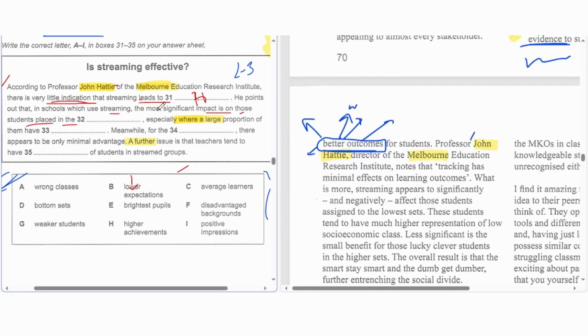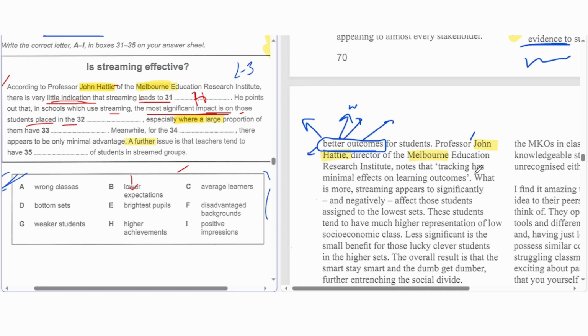Try to understand what they are giving you, what they want you to find. He points out that in schools which use streaming, so those are schools using streaming, the most significant impact is on those students placed in the dash. So who is getting most significantly impacted or affected?